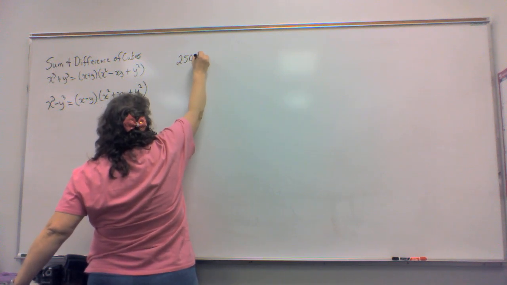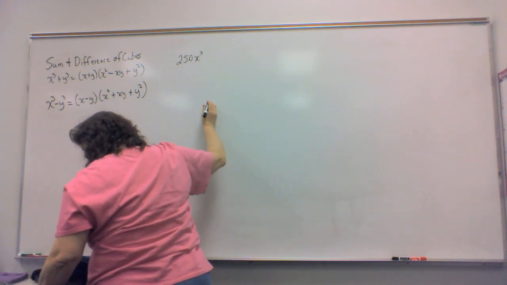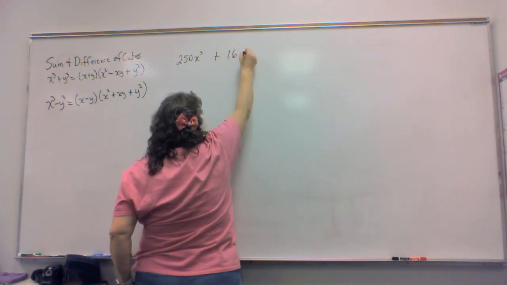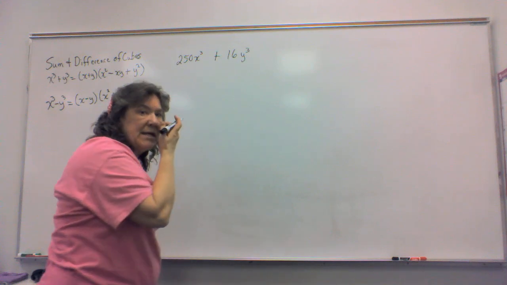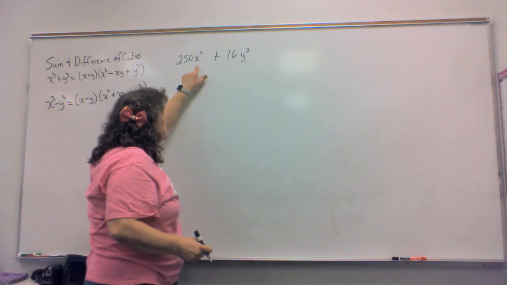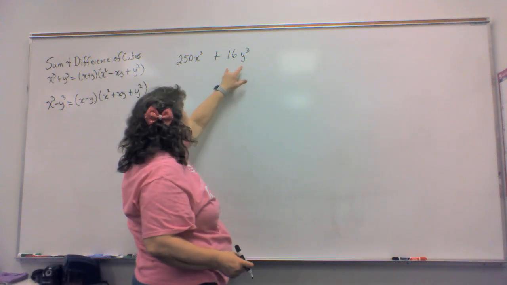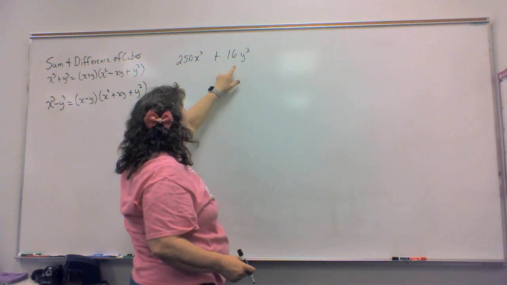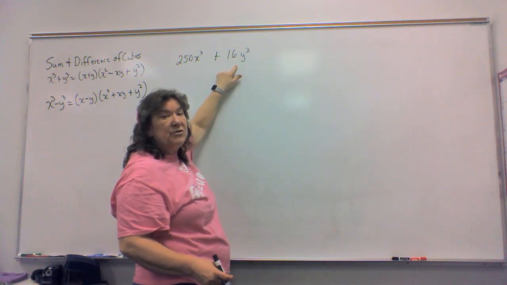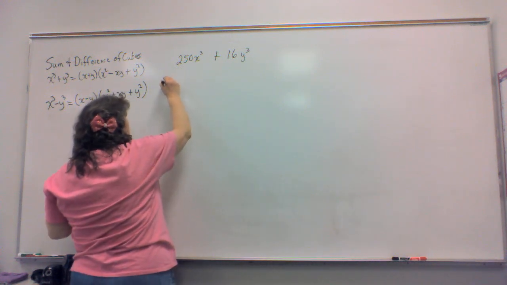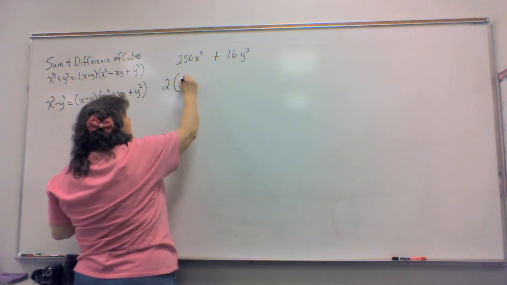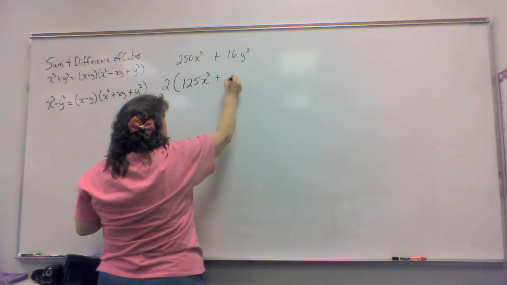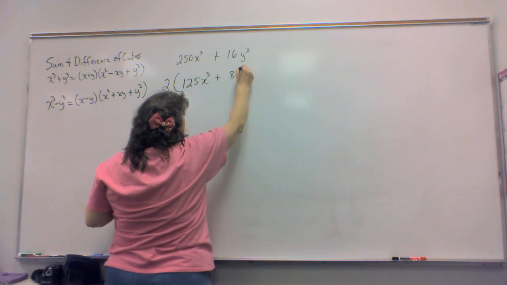250x cubed plus 16y cubed. Well, we can see with this one, x cubed and y cubed, those are perfect cubes. 250 and 16 are not perfect cubes, but they have a common factor of 2. So let's take out our common factor first. That makes 2 times 125x cubed plus 8y cubed.